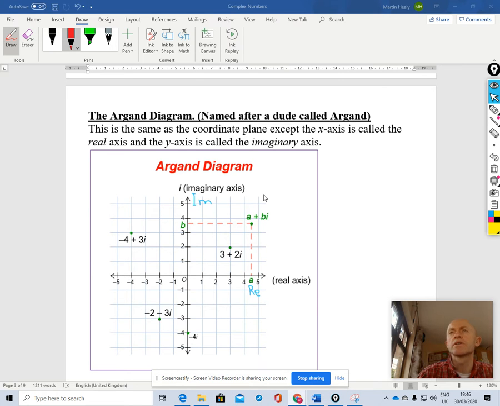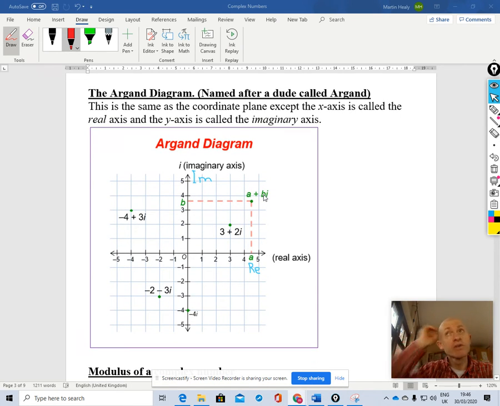Right, so this is just a video to help you get through exercise 12.2 of complex numbers. So the first thing up is an invention by a guy called Argand, who invented the Argand diagram. He came up with this idea of representing complex numbers on essentially the same thing you've done in coordinate geometry. So we have two axes.